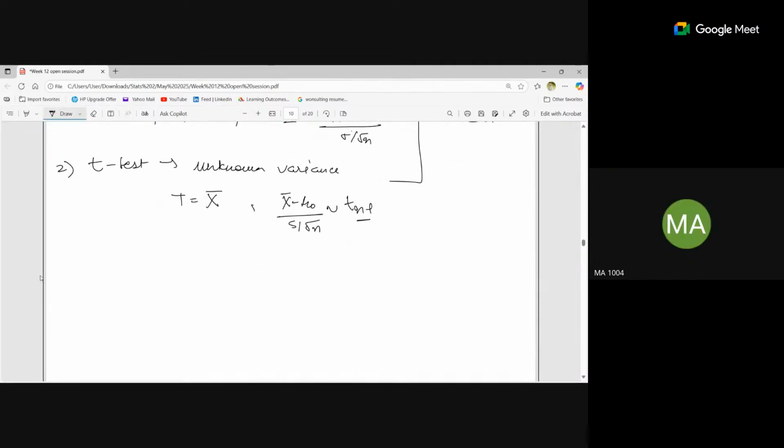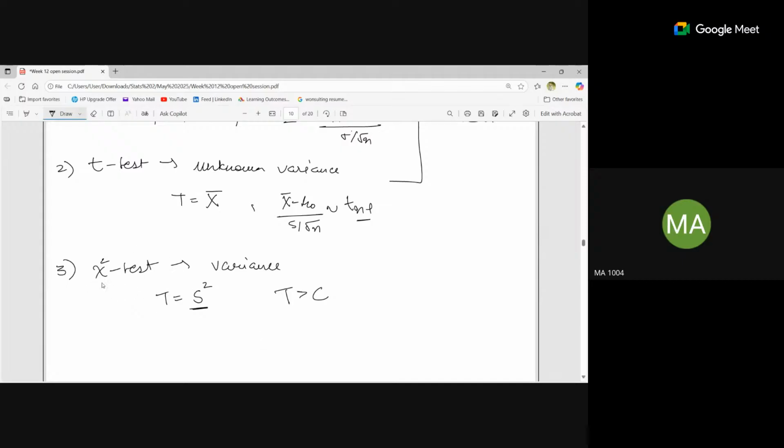Okay. Now we have the chi-square test. When do we use the chi-square test? For testing the sample variance, when mu is given. Now here, what would my test statistic be? It would be the sample variance S square. We will be rejecting if T is greater than c or less than c.